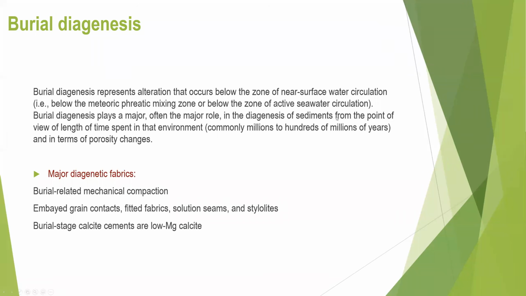But another type of diagenesis is burial diagenesis. This type of diagenesis is important for us because it shows compaction. It shows two types of compaction, for example, physical compaction or chemical compaction. And in this stage, most of the aragonite and high Mg calcite change to low Mg calcite.